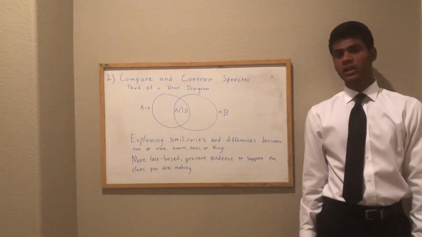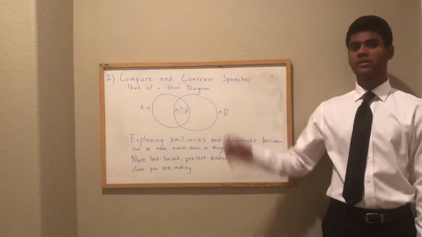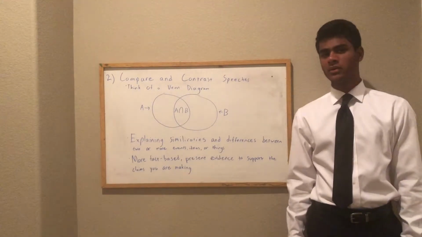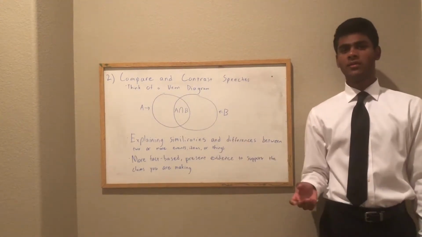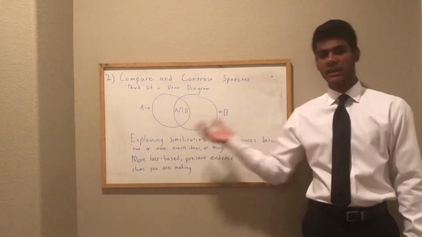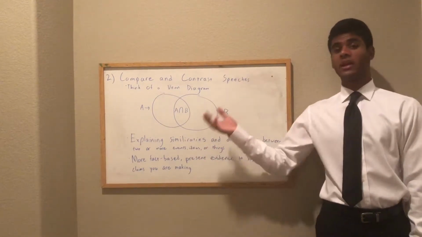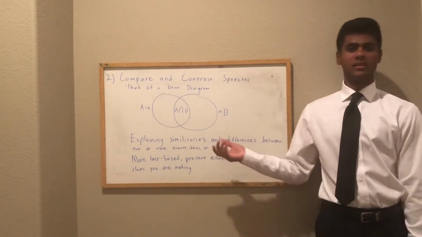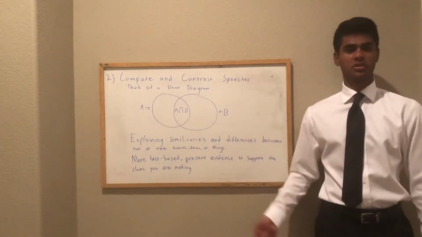All right, so our second type of speech is compare and contrast speeches. When you're presented with this kind of speech, I want you to think about a Venn diagram, right? So in a Venn diagram, you're comparing two events, A and B. Let's say, or events or ideas, A and B. So let's say one idea is icebergs and the other one is glaciers, right?